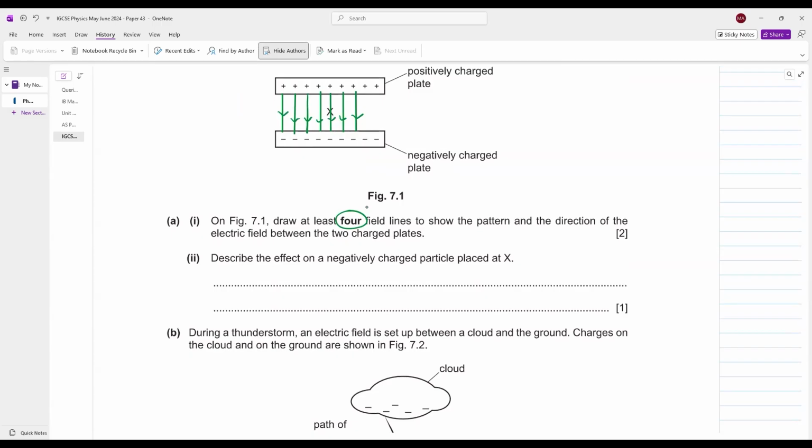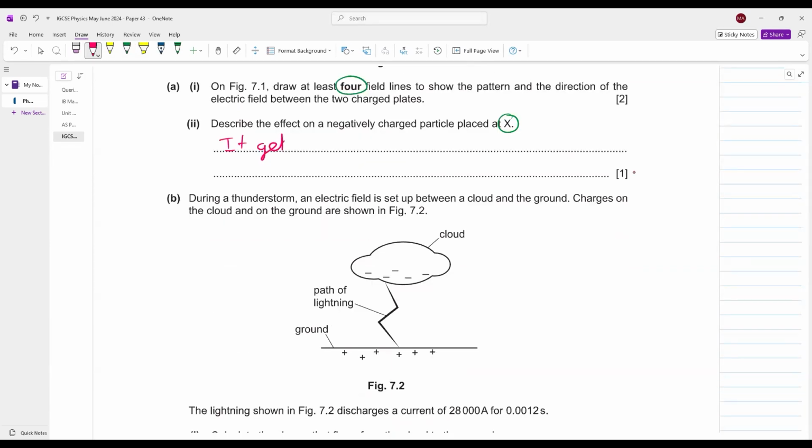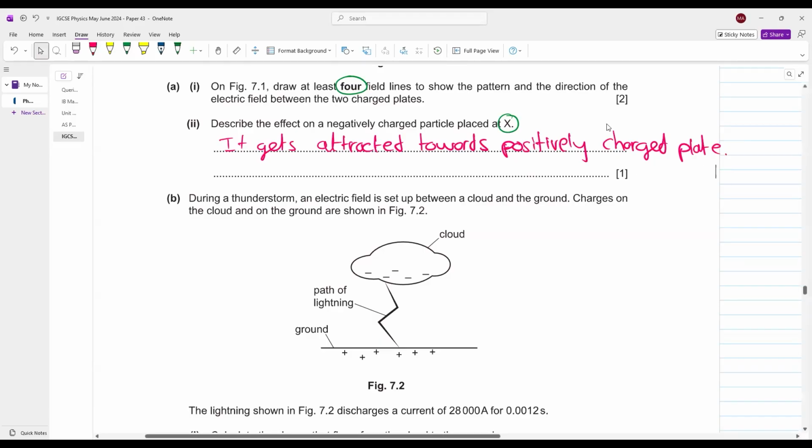Describe the effect of a negatively charged particle placed at x. बेटा अगर x पे मैं कोई negatively charged particle place कर दूं, what will happen? It will get attracted towards the top side or the positively charged plate. अब क्या कहोगे? The negative charge particle gets attracted towards the positively charged plate. तो इसको लिख देते हैं. It gets attracted towards positively charged plate. Simple as that, nothing complicated.